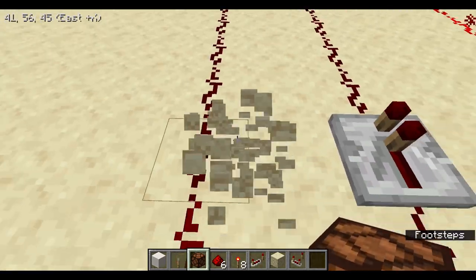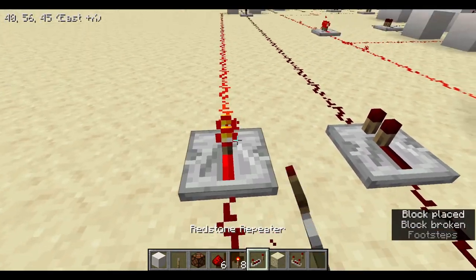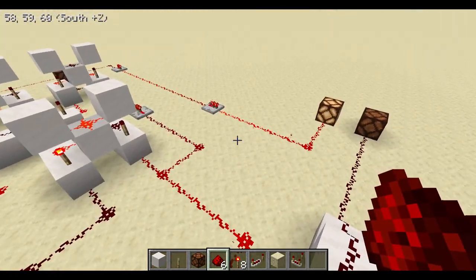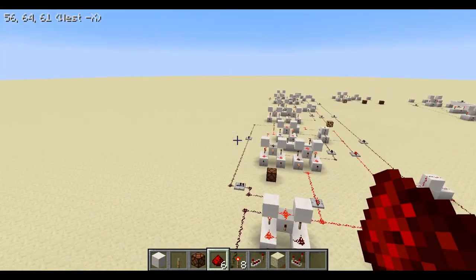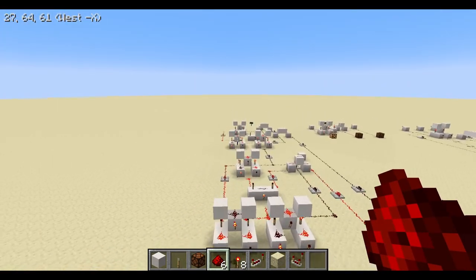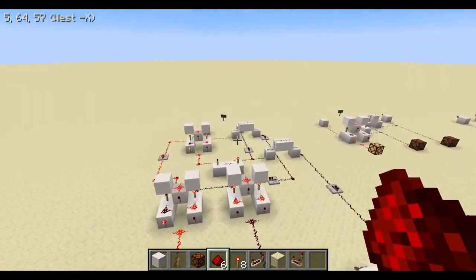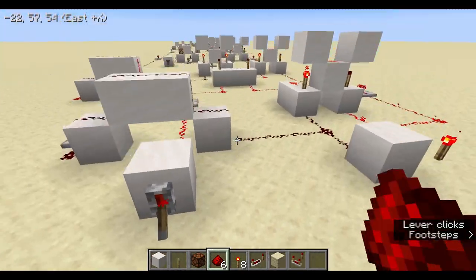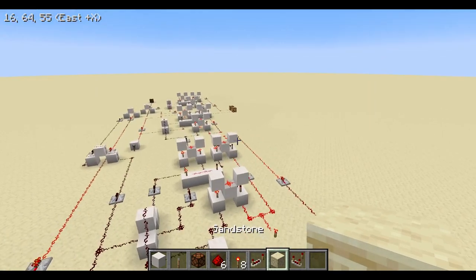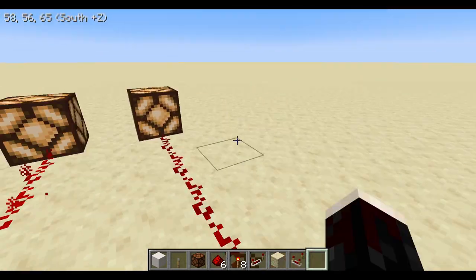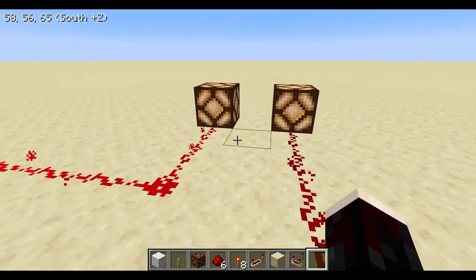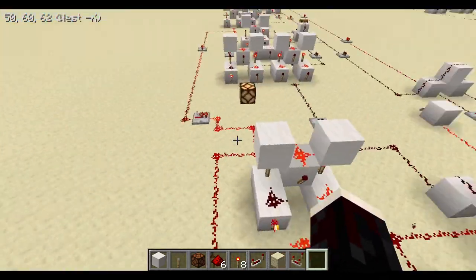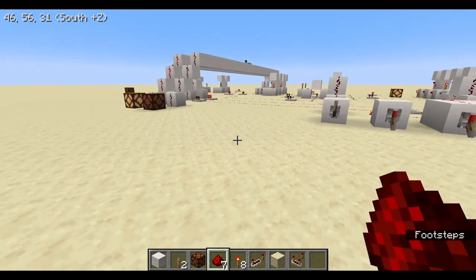Oh, wait. I need repeaters. There we go. I just needed repeaters in the right place. Okay. And if I have all 3 on, then I should get 1, 1, which is 3 in binary, because 1 plus 1 plus 1 equals 3. I think it worked. Nice. I want to make it a little more compact, maybe if I can get the inputs closer to the outputs. Okay, so now I have them a bit closer together.